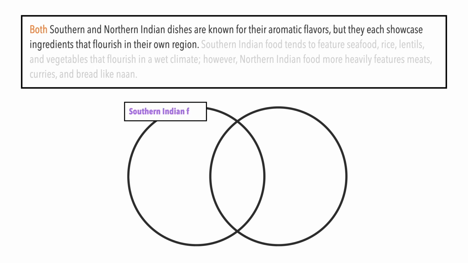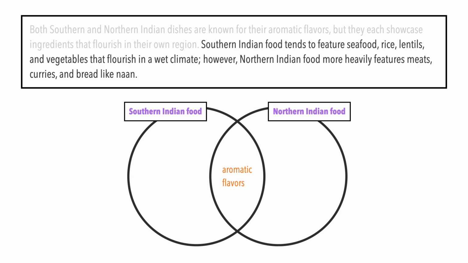Let's go ahead and add those titles to either side of our Venn diagram. The text says that they both have aromatic flavors, so we can add that to the center of our Venn diagram to show that it's something they have in common. But, as this signal word points out, the 2 cuisines are different in the ingredients they use. Let's keep reading to see what the different ingredients are.